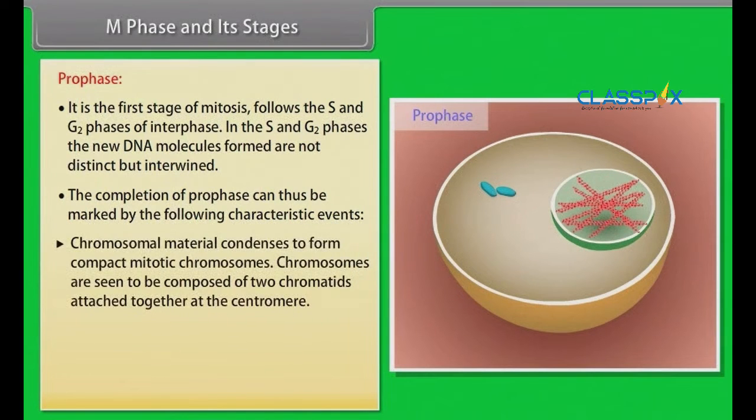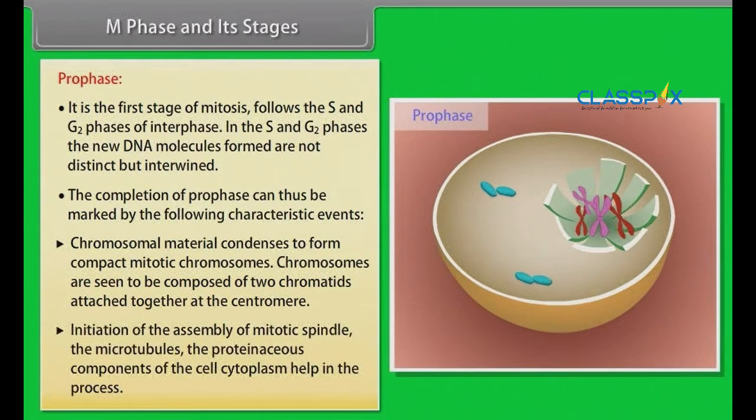Chromosomal material condenses to form compact mitotic chromosomes. Chromosomes are seen to be composed of two chromatids attached together at the centromere. Initiation of the assembly of mitotic spindle, the microtubules, the proteinaceous components of the cell cytoplasm, help in the process.